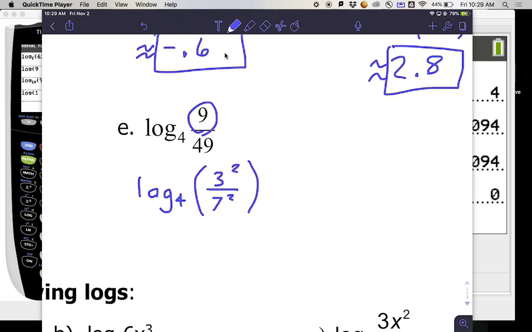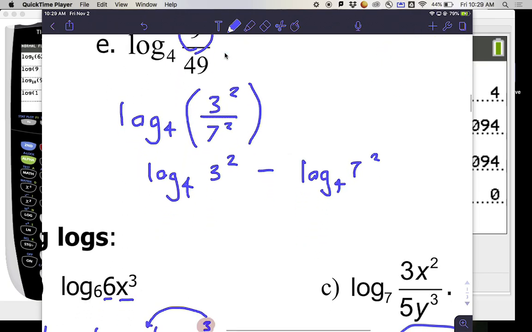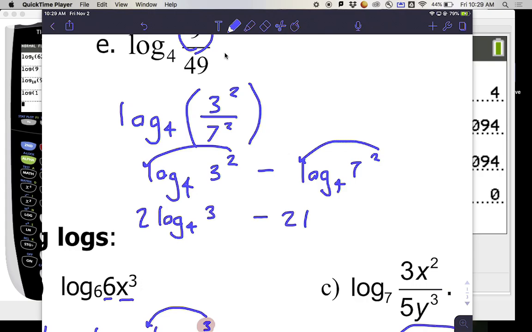And then what I'm going to do is write it as subtraction. Log base 4 of 3 squared minus log base 4 of 7 squared. Okay, and then from here, put your exponents out in front. So we're doing your expansion stuff. So 2 times log base 4 of 3, and then minus 2 times log base 4 of 7. And then now we can replace them with those decimals. So 2 times 0.8, and then minus 2 times, I think it was 1.4.